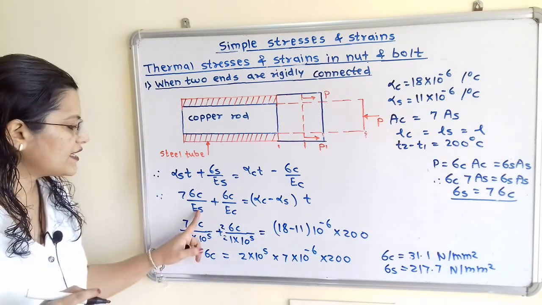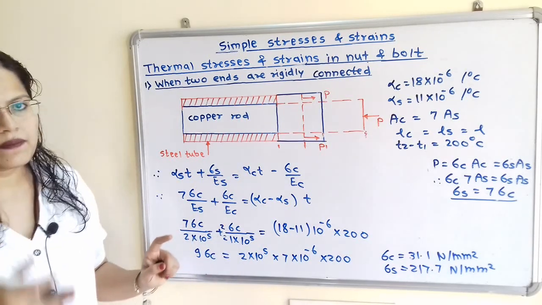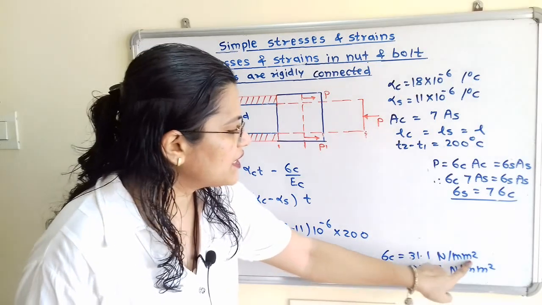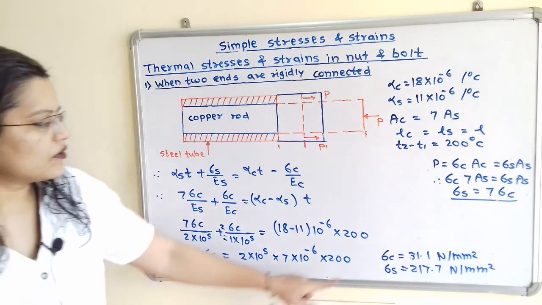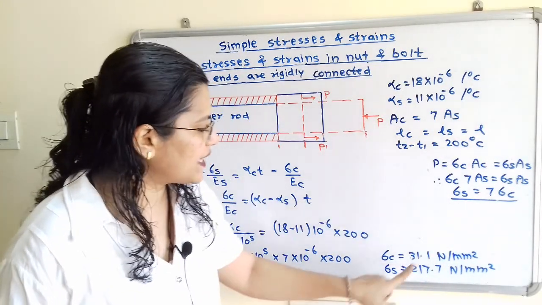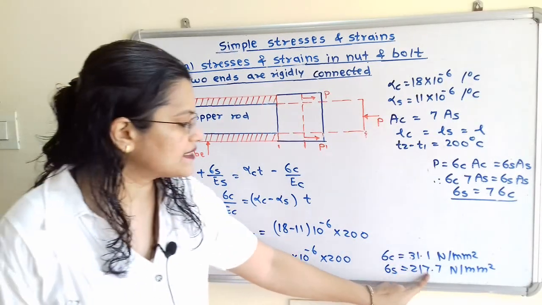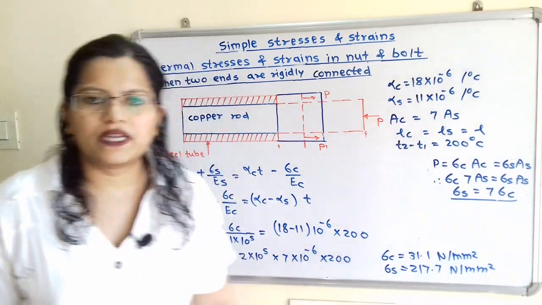But the values of ES and EC are in Newton per millimeter square, so we will mention here the same unit. So sigma S is equal to 7 times sigma C, that is 217.7 Newton per millimeter square.